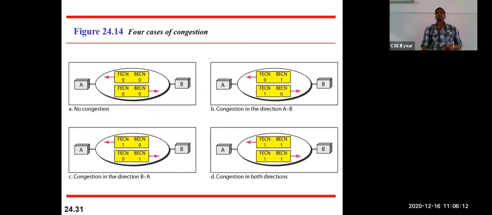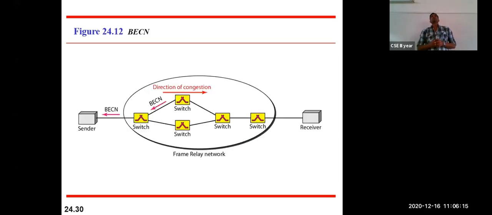Done? Right. Now I have a question here. Who is informing about the congestion? A switch. How is it informing? The data that is going through that switch, in the address field of that frame, if it wants to send back to the source, in BECN it puts 1. If it wants to send to the destination, in FECN it puts 1. Did you understand this? It can warn either the source or the destination that it is congested.